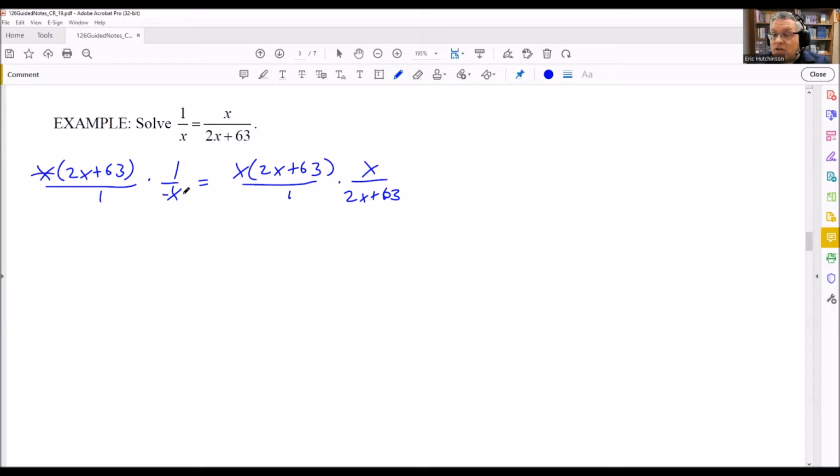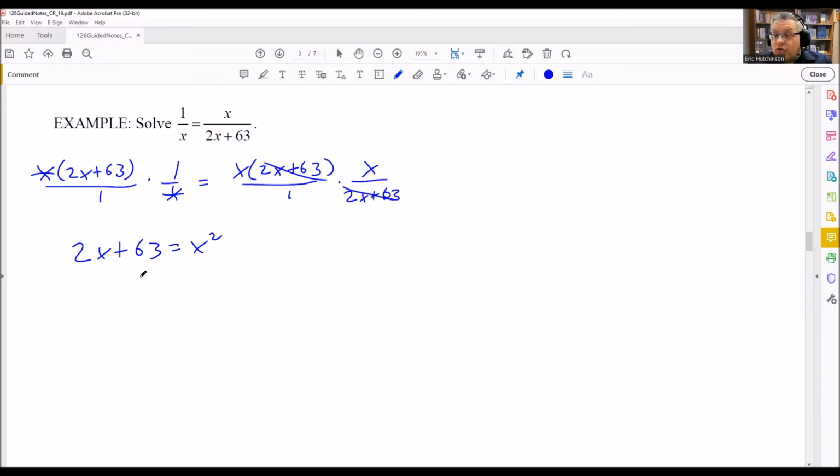So the x's cancel out here, and we just get 2x plus 63. And then the 2x plus 63 cancels out on the right-hand side. Now we have x and x, which is going to be x squared on the right-hand side. Whenever you get an x squared, that means you need to set it equal to 0 and solve.